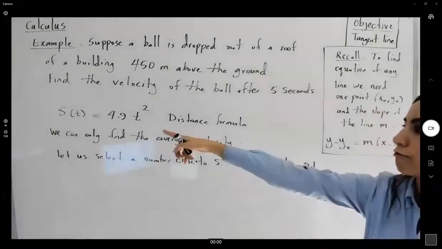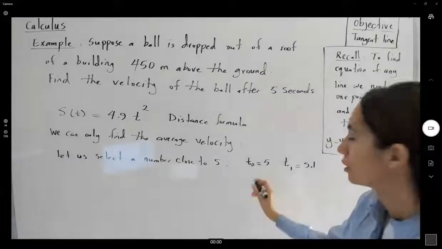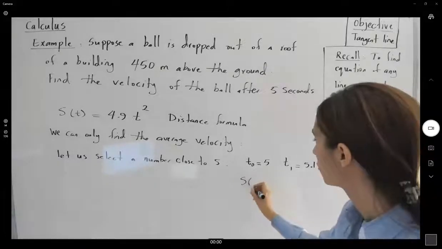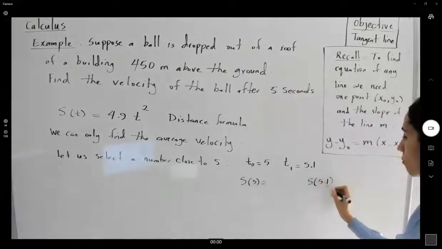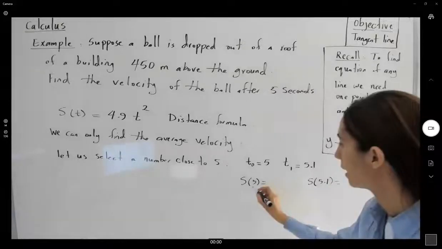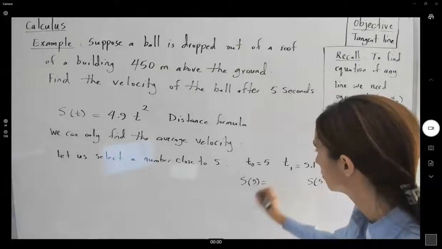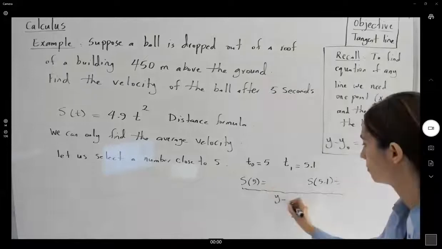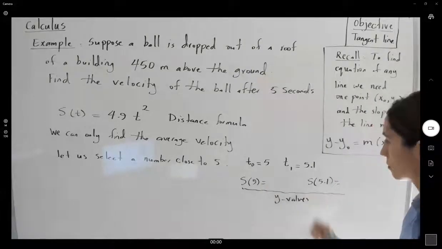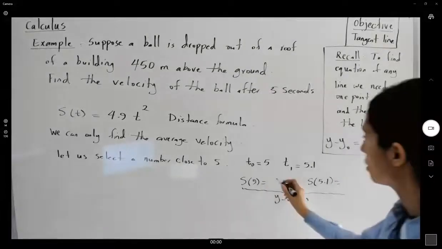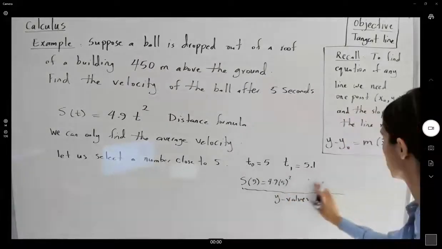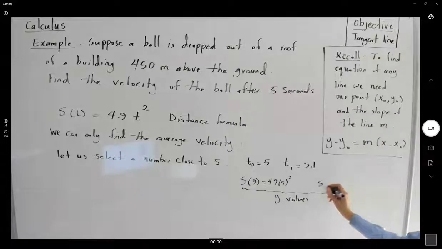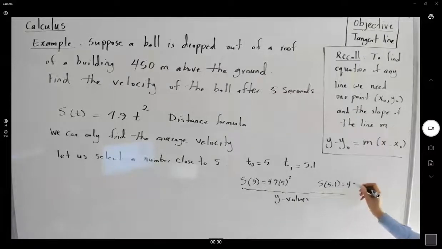Okay, now what do we need? We need the y values. What is the first y value? Here, you need to find s of 5, and also you need to find s of 5.1. These are your y values. Okay, 4.9 times 5 squared, and here you have s of 5.1, which is 4.9 times 5.1 squared.